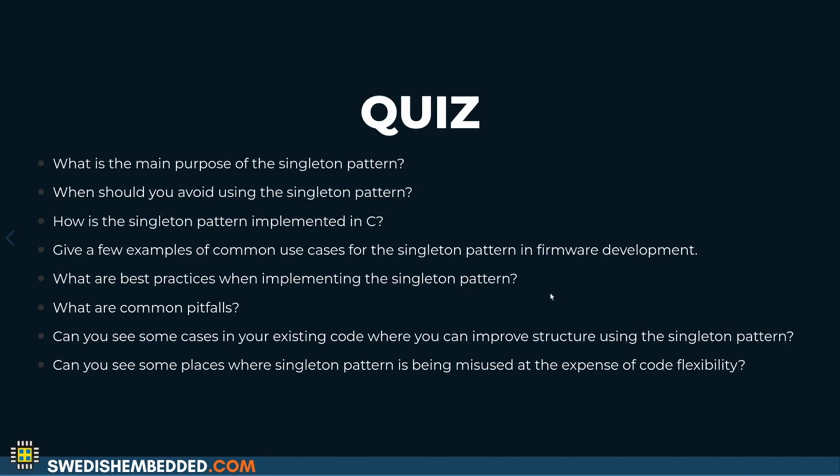What are the best practices when implementing this pattern? What are some of the common pitfalls? Can you see some cases in your existing code where you should use the singleton? And can you also see some counterexamples where you might be using the singleton pattern right now, but where converting the code to use the object pattern would be a better approach?